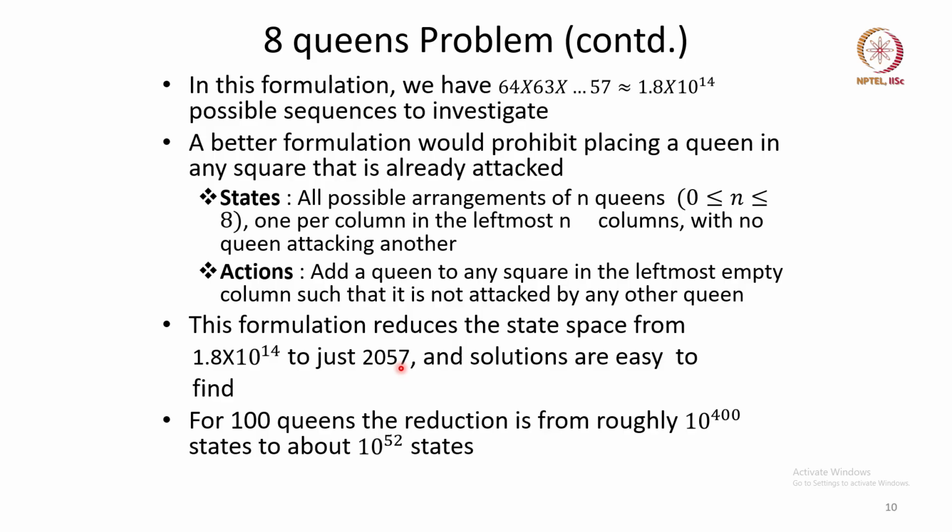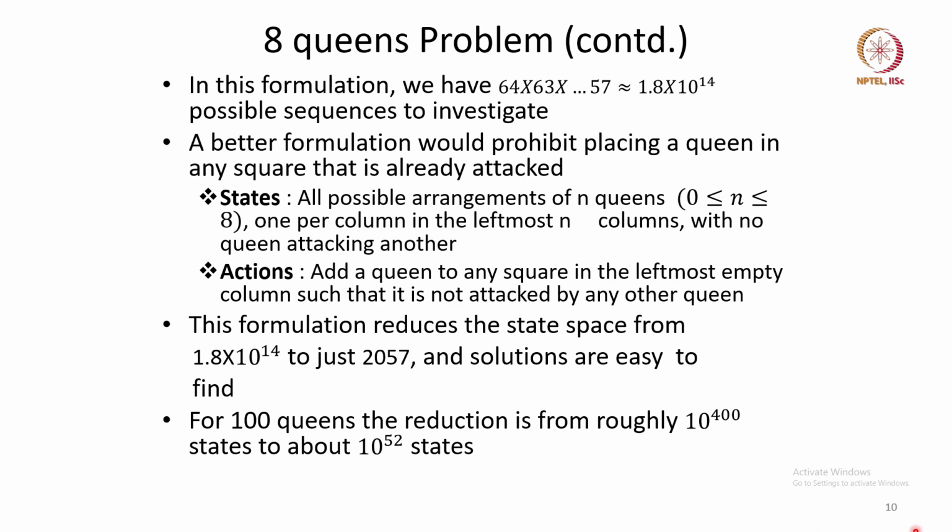making it much easier. So if you talk about this as the n queens problem, we have used a small n, so let's say capital n queens problem. As you keep increasing n, it becomes more and more complicated. So they say that for 100 queens, the reduction is from 10 to the 400 to 10 to the 52 states, which is a lot of reduction. So it depends on how we formulate the problem.